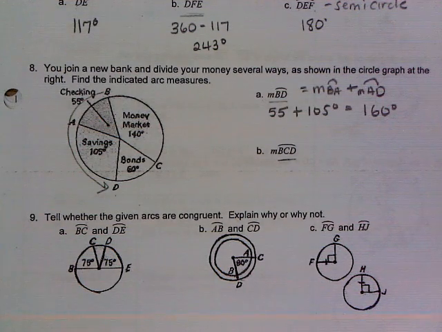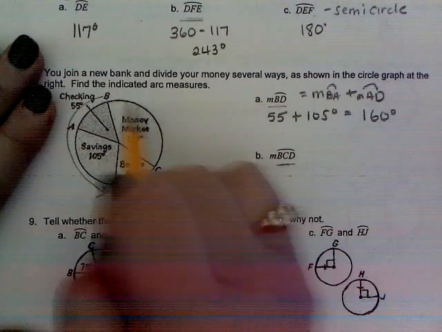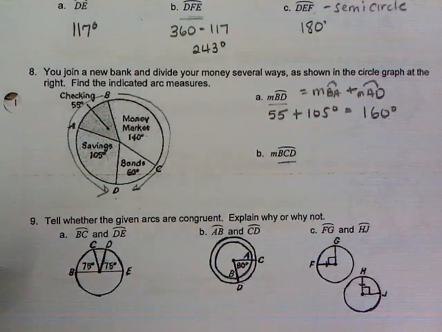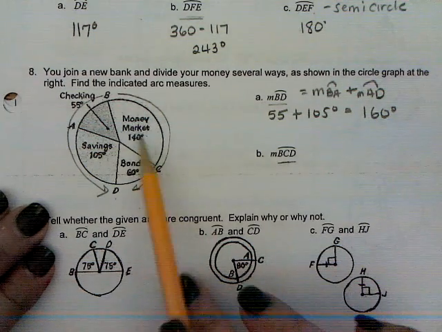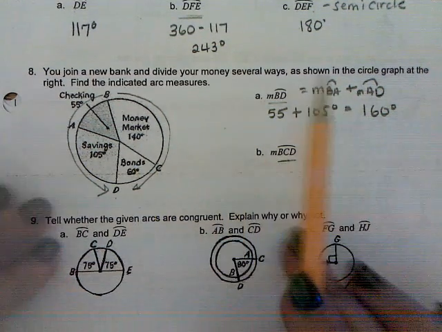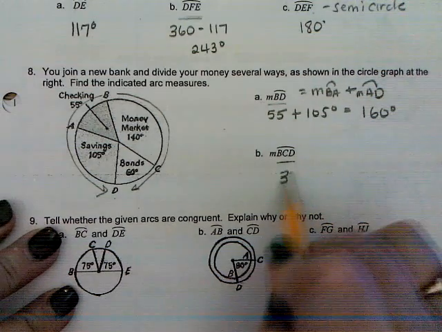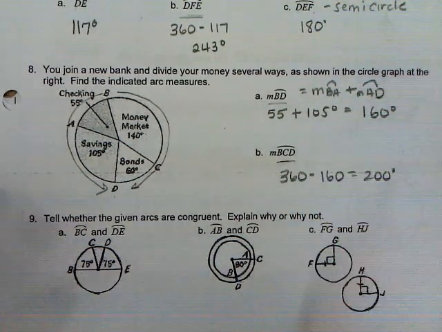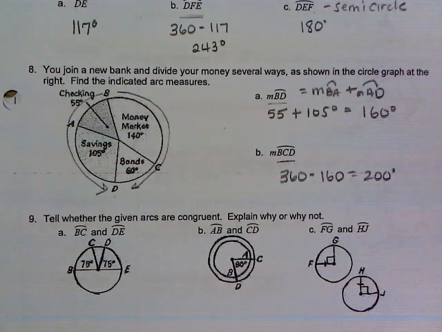So now the measure of BCD. It's telling me I have to go this way around here. So what's the measure of BCD? You can either add the two together, or do 360 minus my minor arc. So 360 minus 160 makes it 200. Would it have been wrong to measure BC plus CD? No. You can still add the two together. It's not a problem.